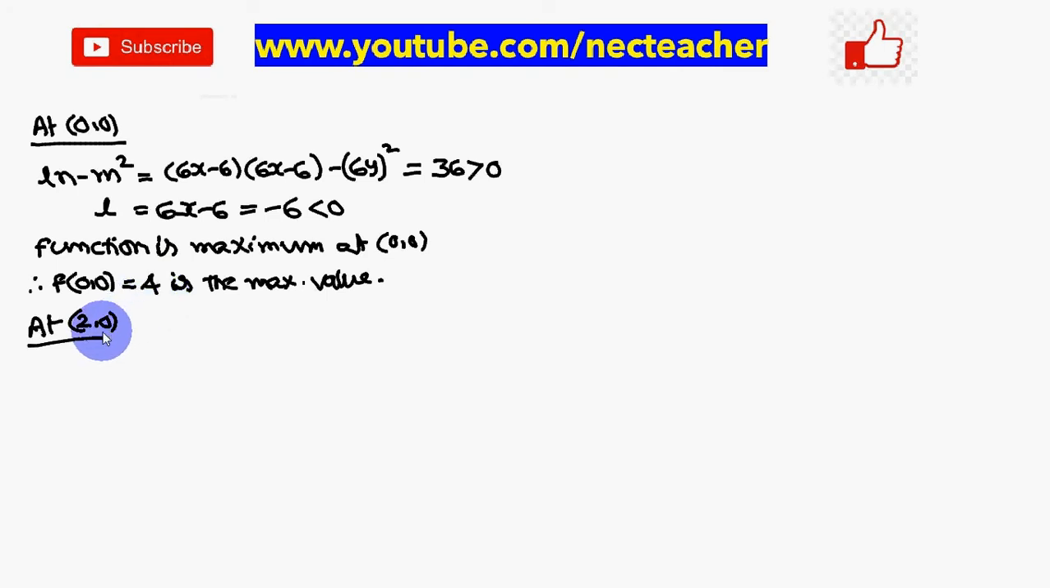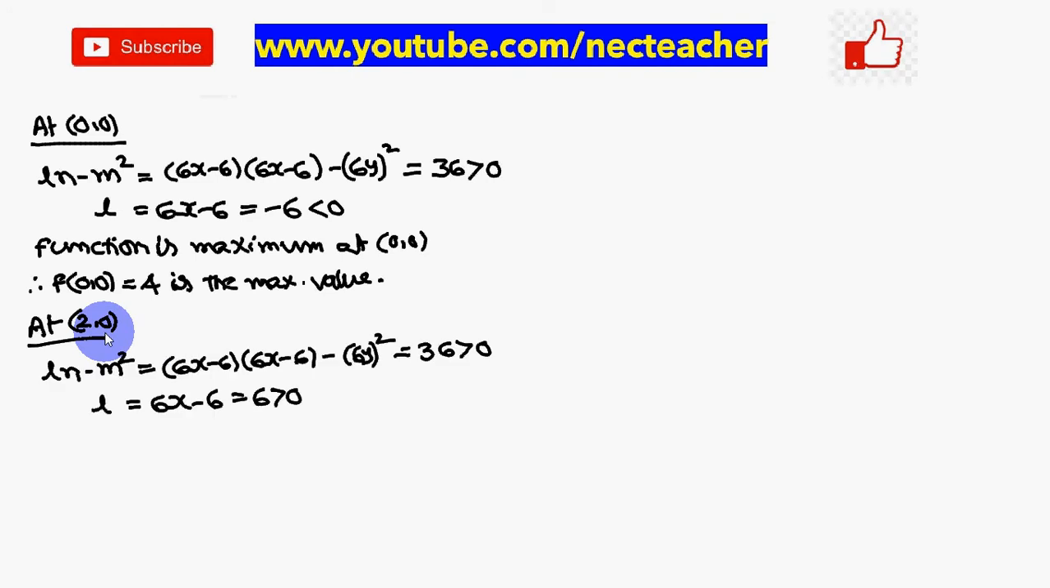Next, consider one more point, that is (2, 0), again ln minus m square. If you substitute x as 2 and y as 0, you are going to get 36, which is a positive value. Also L is equal to 6x minus 6. So in place of x you substitute 2, 12 minus 6 is 6, a positive value. Therefore you are going to get a minimum value. So the function is minimum at (2, 0).